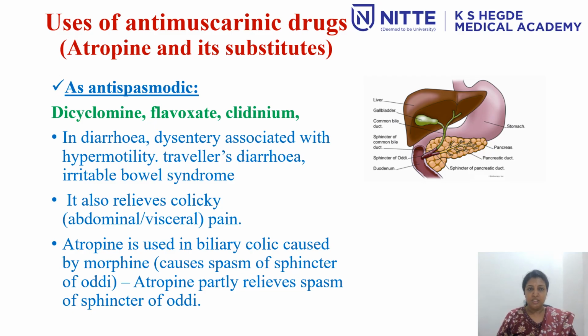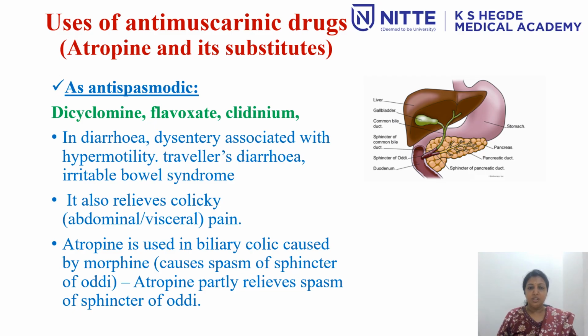First, it is used as an antispasmodic. It can relieve spasm. You saw the action on GIT, it can relieve spasm. So atropine substitutes like dicyclomine, flavoxate, and clidinium are used as antispasmodics. They can be used in hypermotility disorders, in diarrhea or dysentery associated with hypermotility. They can also be used in traveler's diarrhea, irritable bowel syndrome. And they can also relieve colicky pain, both abdominal as well as visceral pain.